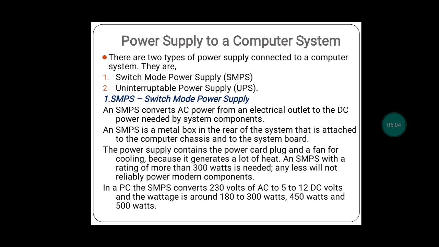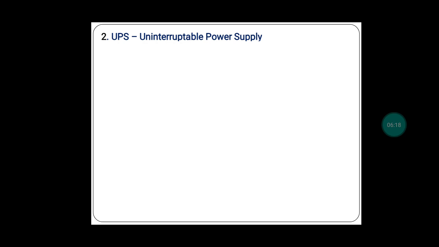So basically the SMPS's work is to convert the AC which we get from the electrical outlets to the DC power which is needed by our computer system. Now moving on to the next power supply, that is the uninterruptible power supply, UPS. See, what is this uninterruptible? The name itself says uninterruptible, without a disturbance.